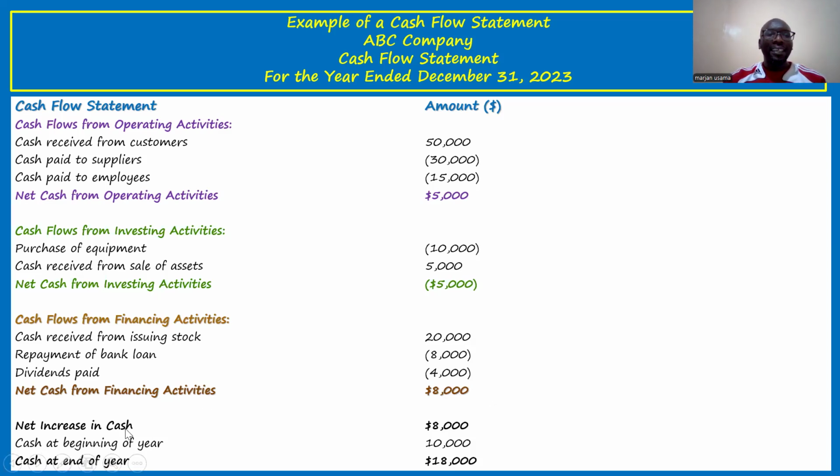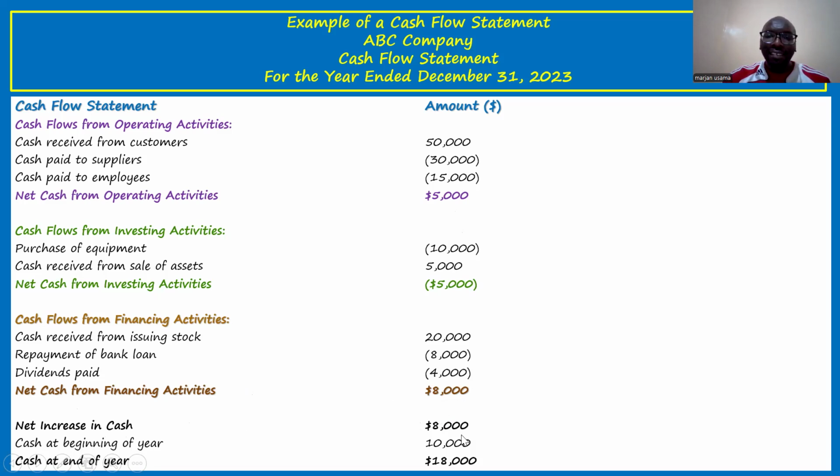So our net increase in cash is 8,000. It is 8,000 because the net cash from operating activities is 5,000, so 5,000 minus the 5,000 from the net cash from investing activities is 0. So we're just going to work with this positive number, 8,000. The net cash from financing activities is 8,000, which is also going to be our net increase in cash, 8,000.